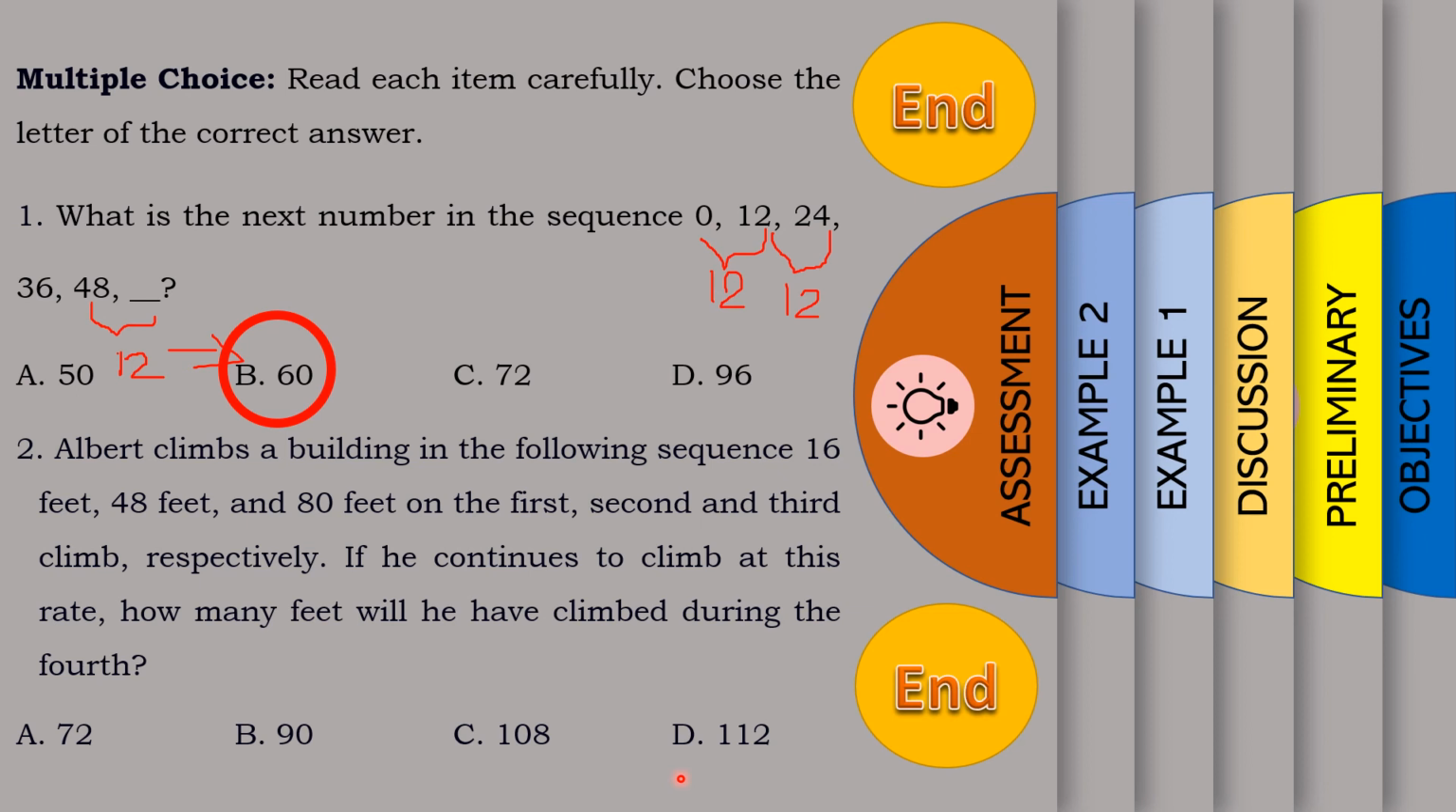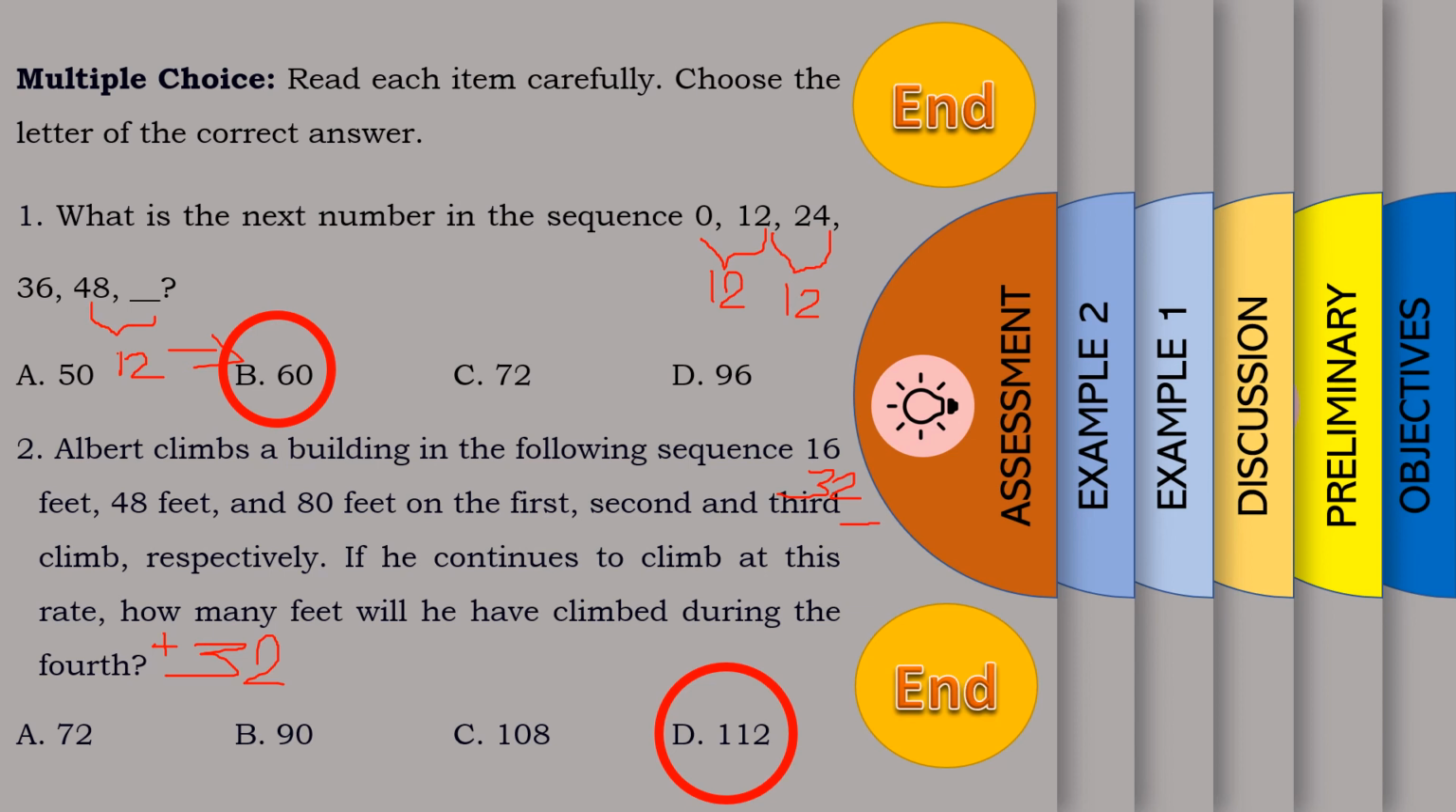Okay. The correct answer is 112. Yes. So, ano nakikita niyong pattern? Okay. Ano? Tama. Correct. Ang pattern natin is, yes, nag-add tayo ng 32. Yun yung ating pattern. We add 32. So, tingnan nyo. 16 plus 32, that is 48. So, 48 plus 32, that is 80.